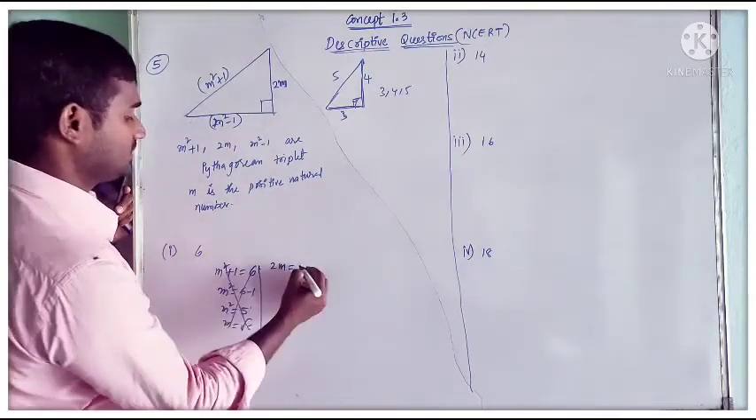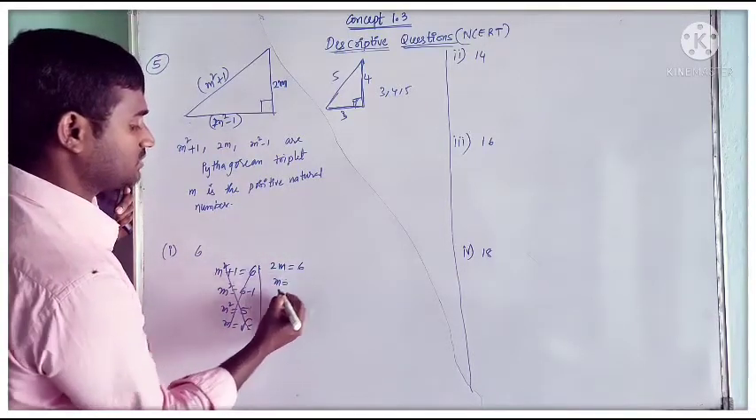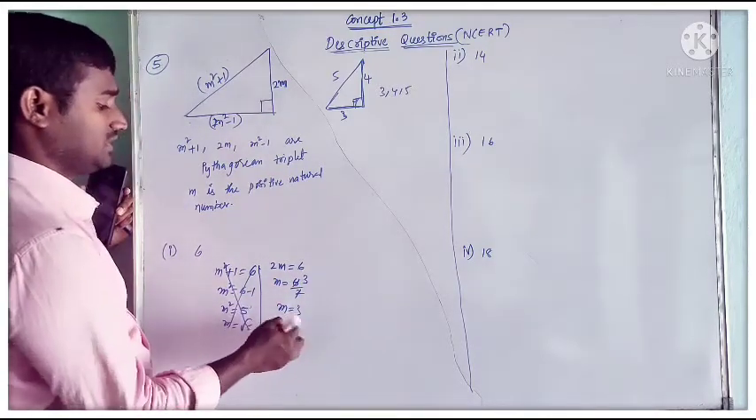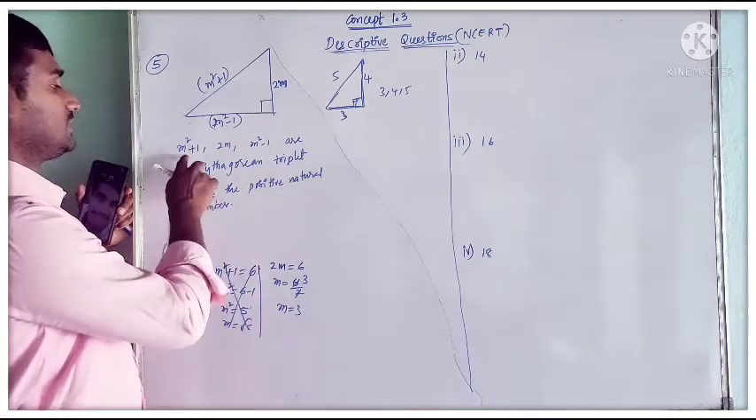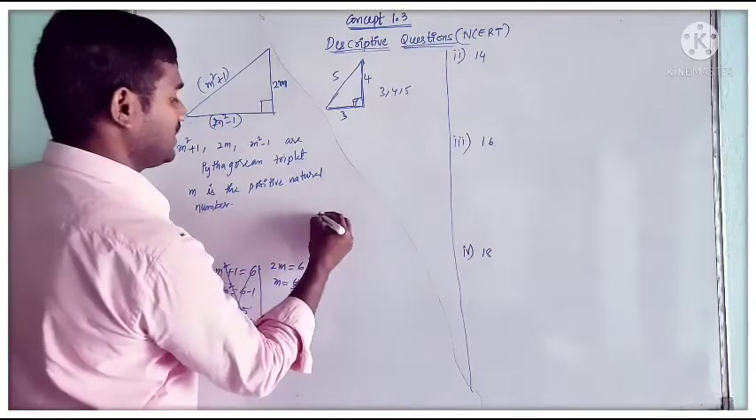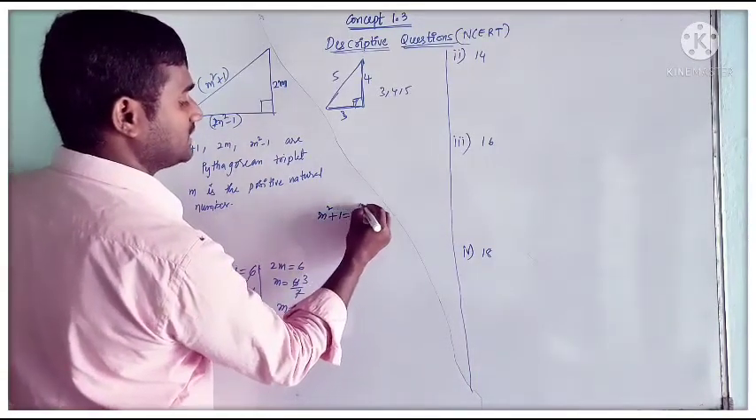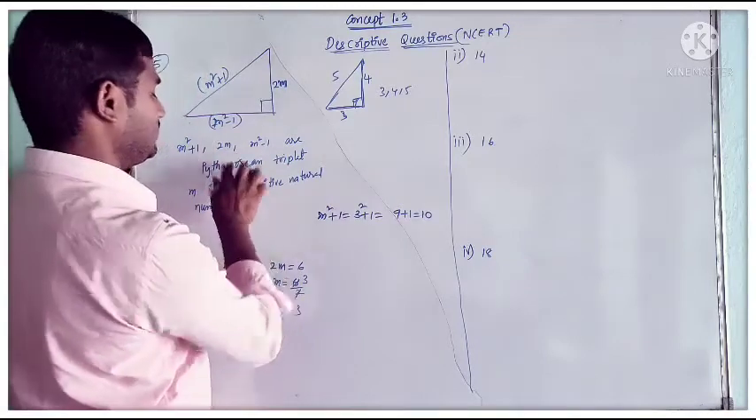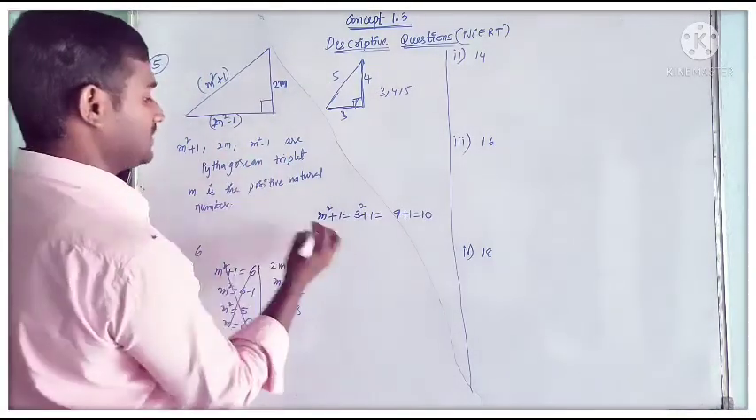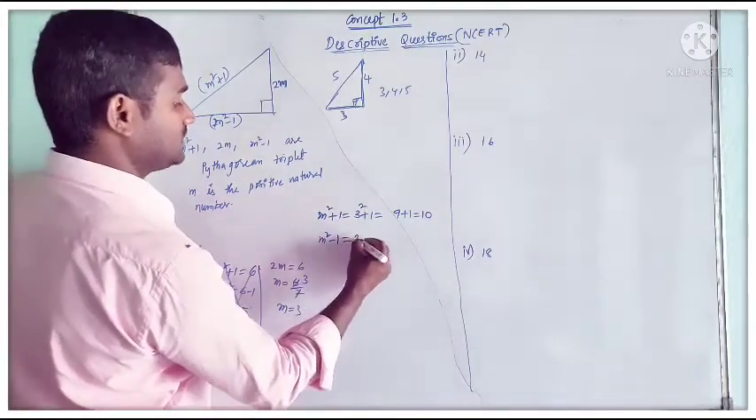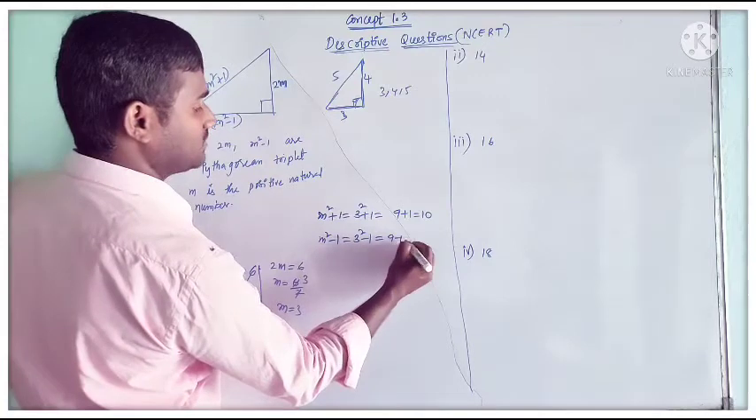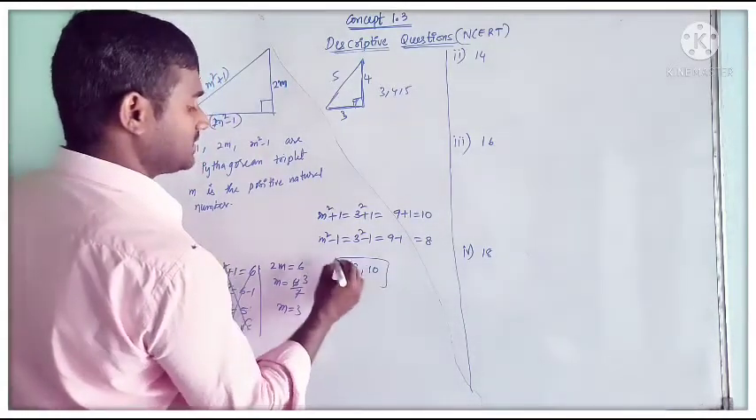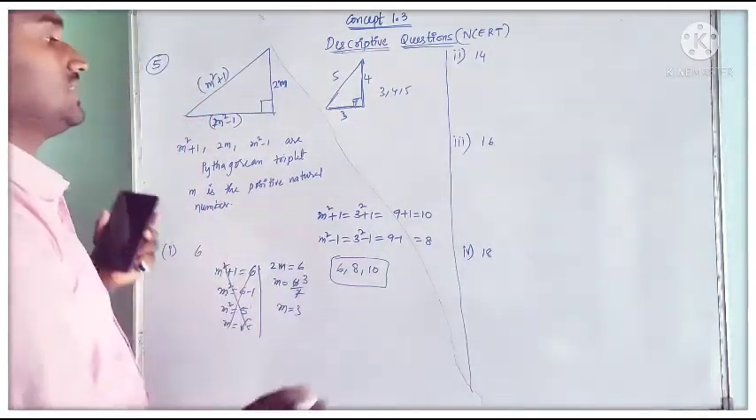2M is equal to 6, then M is equal to 6 by 2, which is 3. If M is equal to 3, is it a natural number or not? Yes. So substitute M equal to 3 in each of the numbers. First number, M square plus 1, is 3 square plus 1. 3 square is 9, 9 plus 1 is 10. Second number, 2M, we have 6. Next number, M square minus 1, is 3 square minus 1, so 9 minus 1, 8. So the three sides we have, 6, 8, 10, are the Pythagorean triplet.